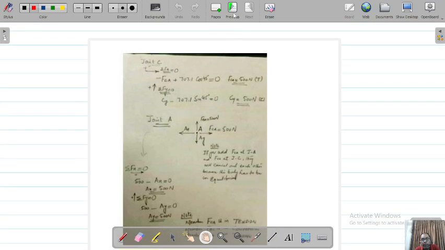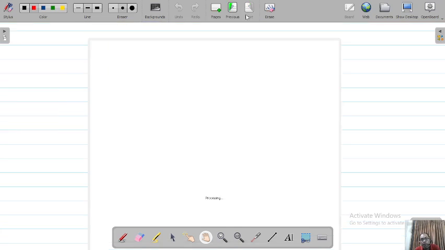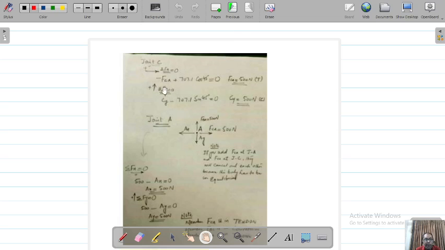This minus force CA was this force, and this was the component of BC. So we take one of its components along the x-axis. So minus force CA plus 707.1 cos 45 equal to 0. So you get force CA equals 500 Newton tensile.